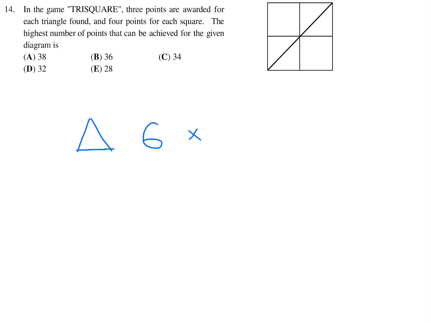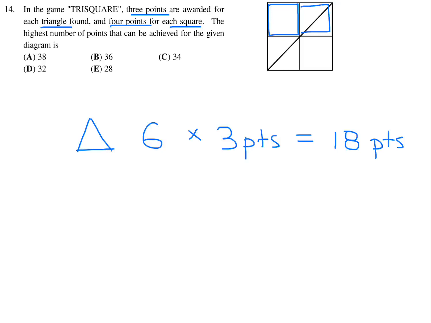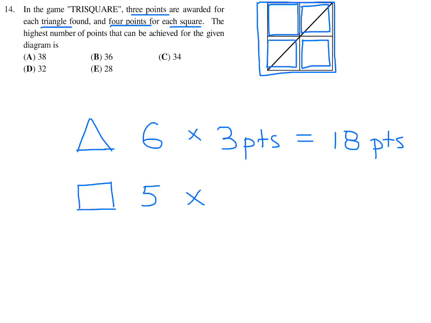And there's 4 points for each square and 3 points for each triangle. So we got 3 points here. So that's a total of 18 points that we got for the triangles. Now let's figure out how many squares. Well, it looks like there's 4 of these small ones, like that, and then one big one all the way around. So that's a total of 5 squares. And for each square, they're giving you 4 points. So that's 20 points.